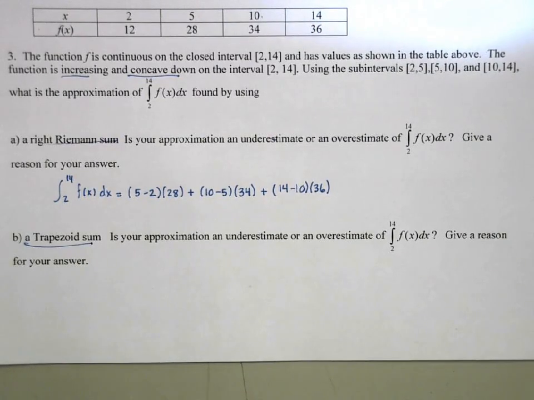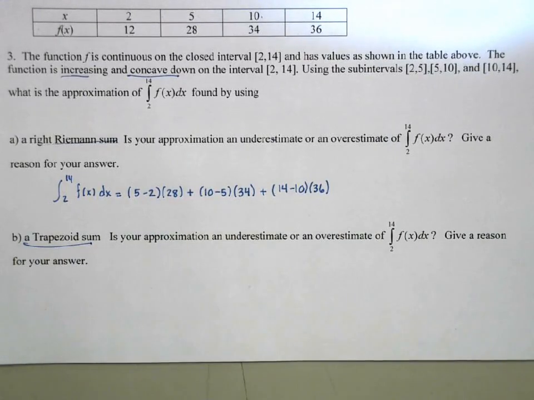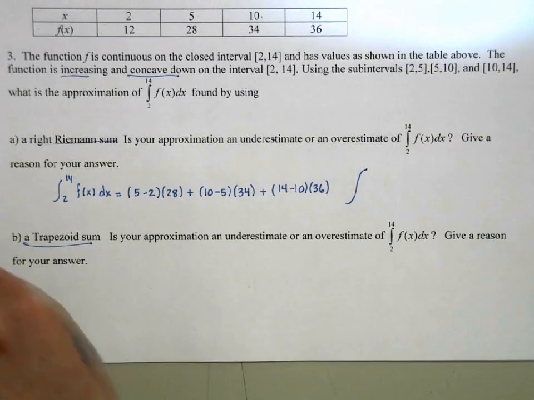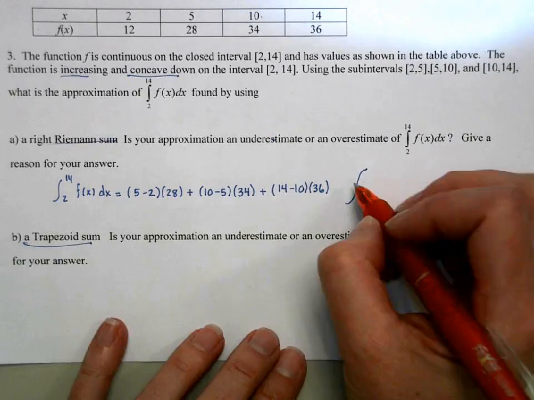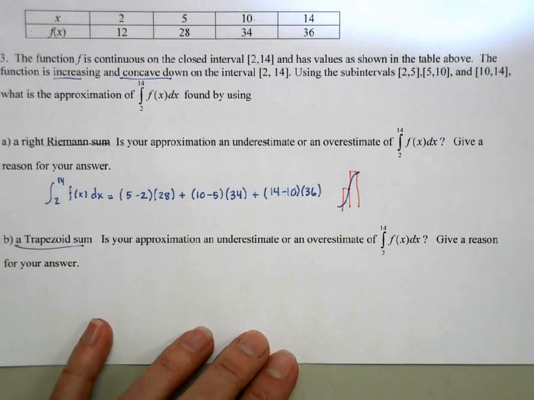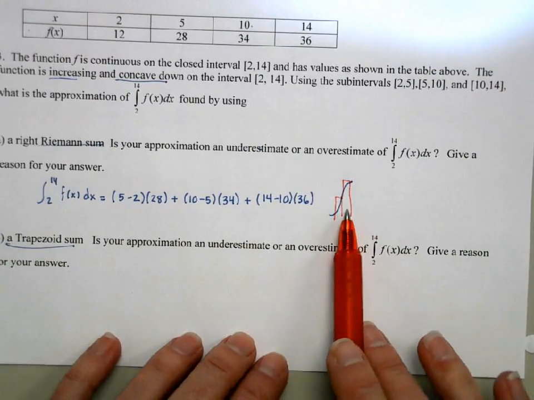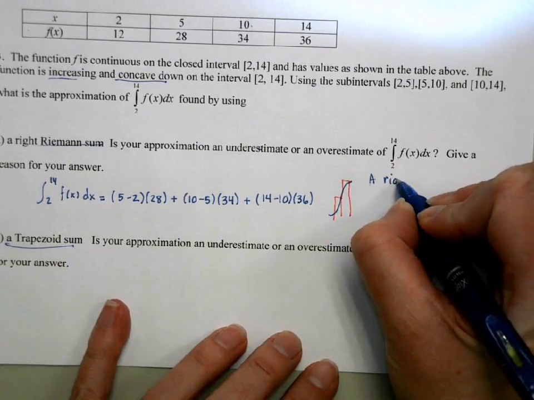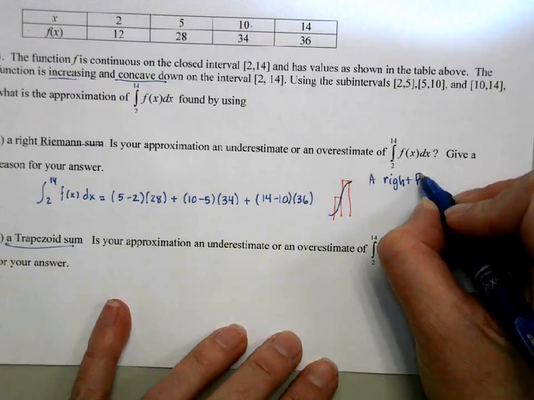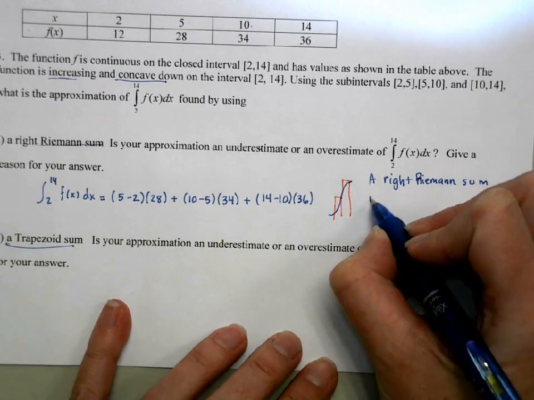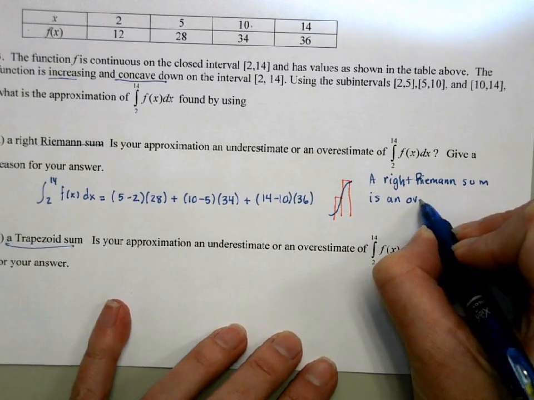Next, is it an underestimate or an overestimate? The piece we're going to work on is our function is increasing, and we are using a right Riemann sum. So I sketched myself a little picture. There's more area in those rectangles than actually under the curve. So a right Riemann sum is an overestimate on an increasing function.